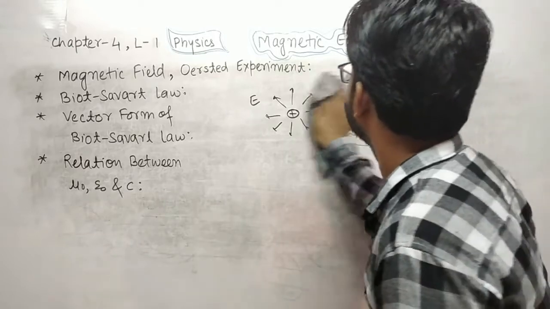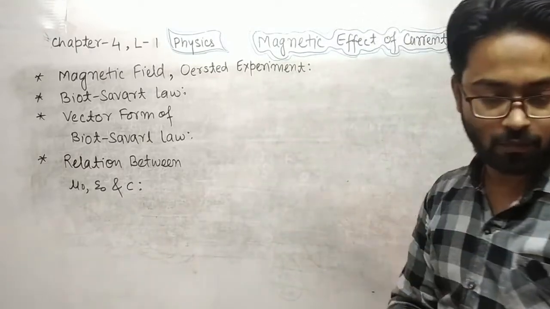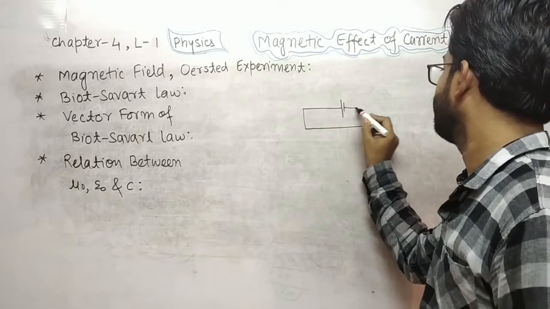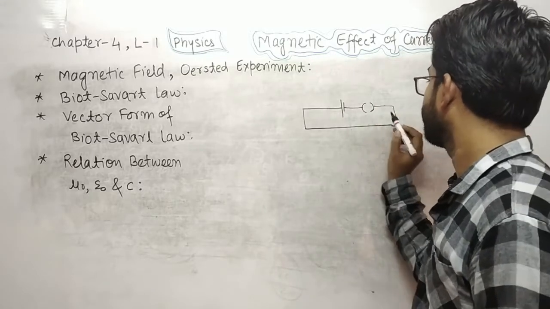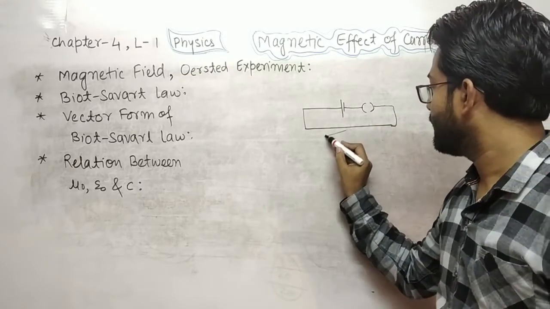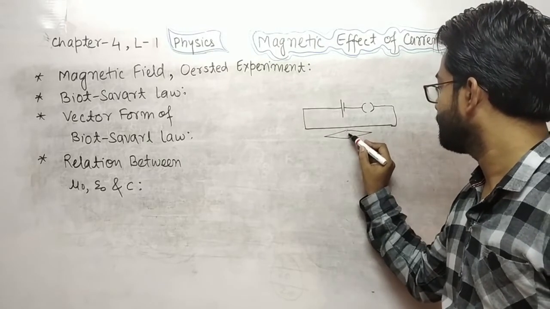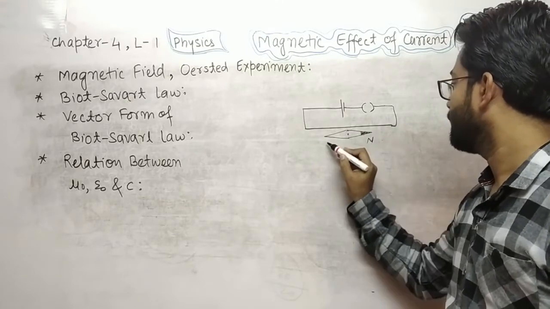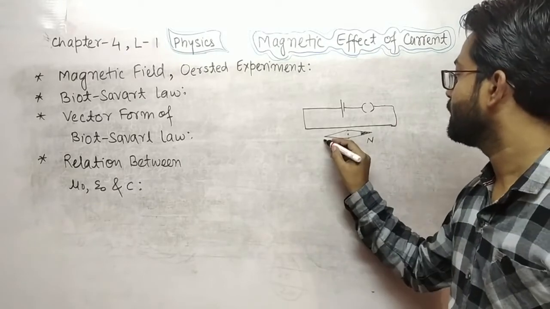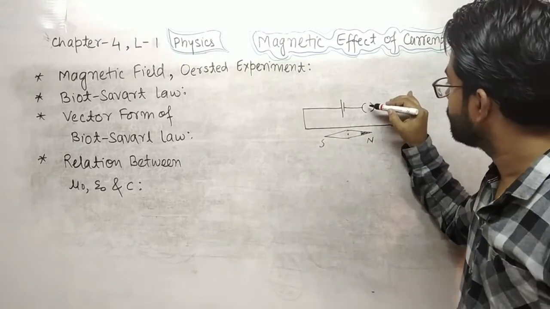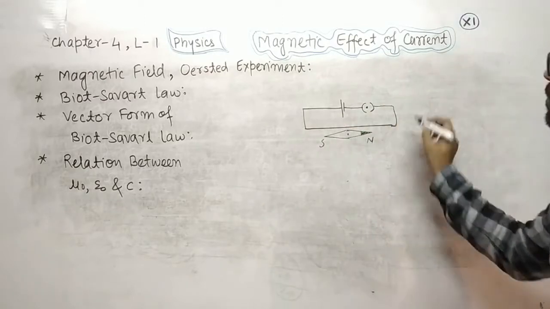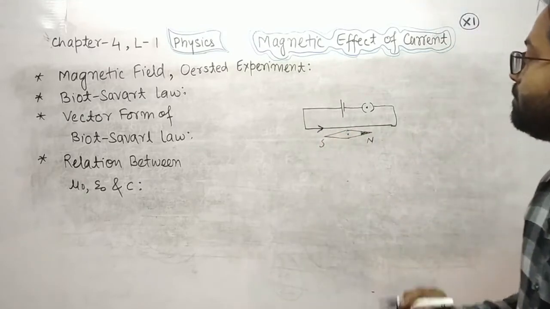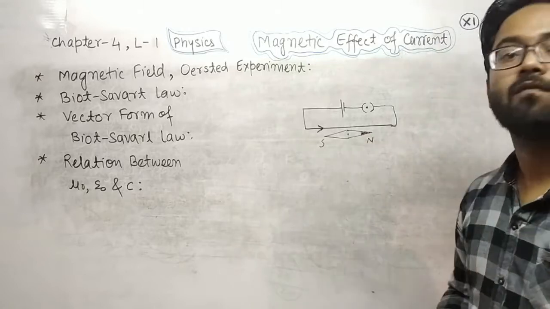In this experiment, take one wire and with the battery with a switch and place a magnetic needle here. Let us suppose this is north and this is south. If you close the circuit, means when the current is flowing, let us suppose in this direction, the magnetic needle will rotate.